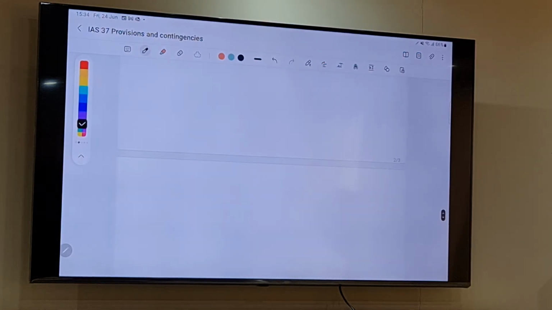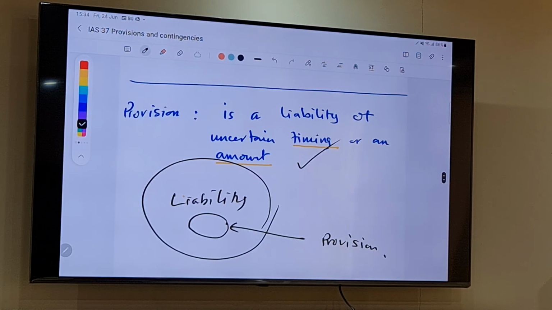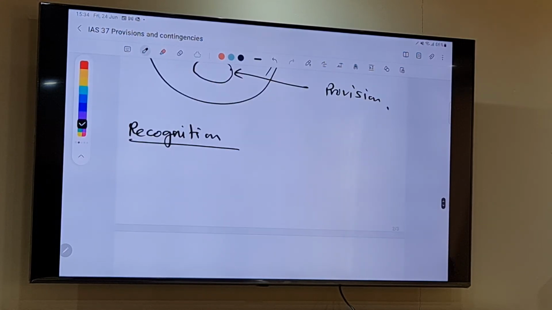Now, with regard to recognition: once we satisfy that a provision is a liability, the meaning of recognition is that I have to record it in my books of accounts. A provision will create an expense, and that I need to recognize. The question is, when and how?